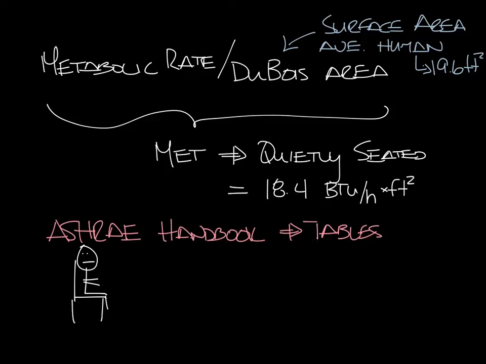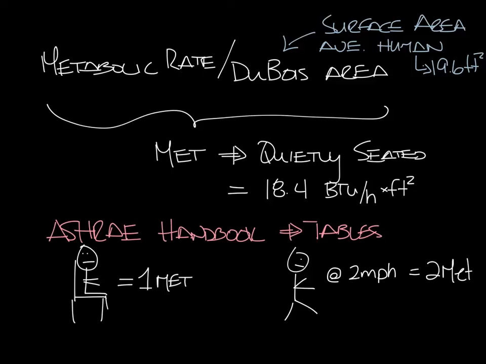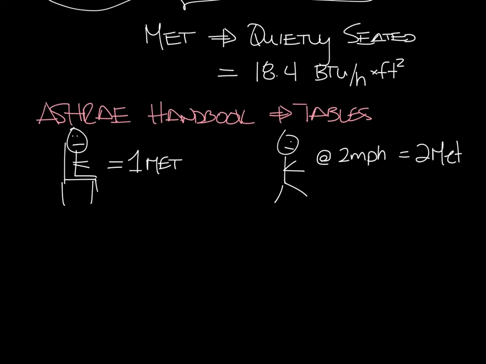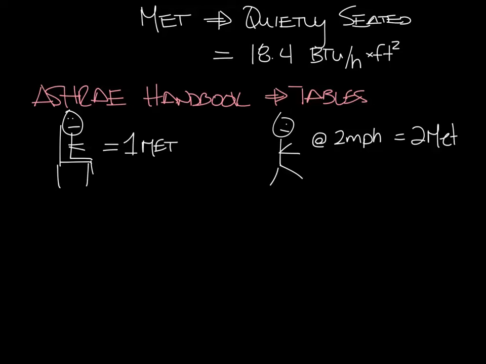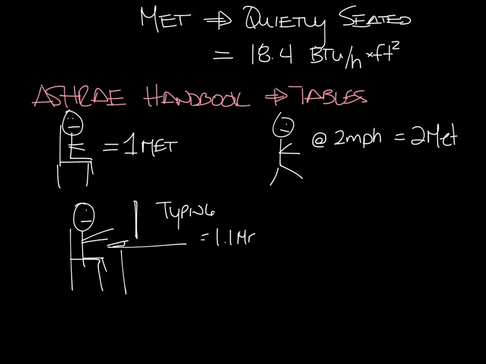Sitting quietly in a chair at your desk is 1 MET. If you're walking at 2 miles per hour, your MET goes up to 2. We need to make a little more room to draw more people doing things. Typing on your computer, which many of us do all day, is a 1.1 MET. And playing basketball is a 5.0 to 7.6 MET.